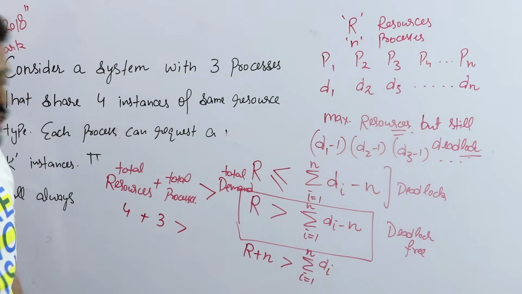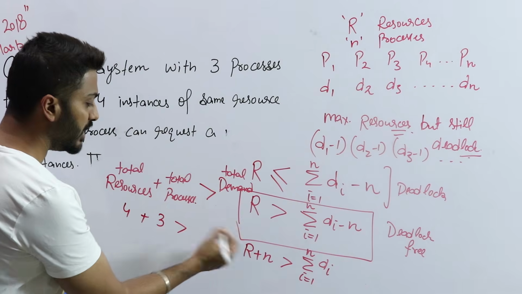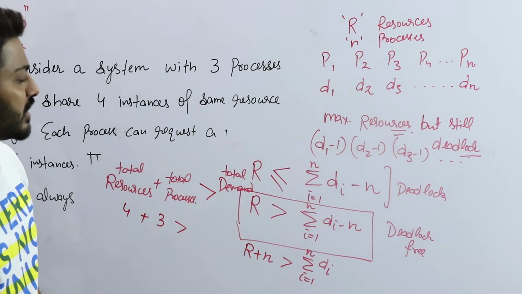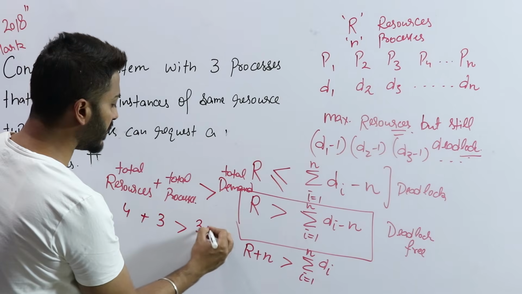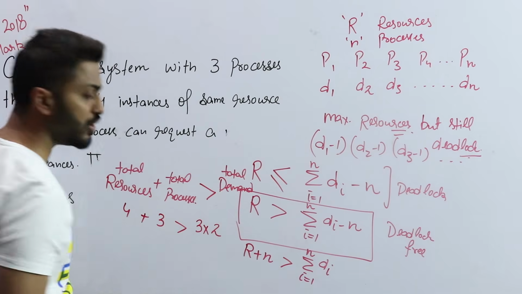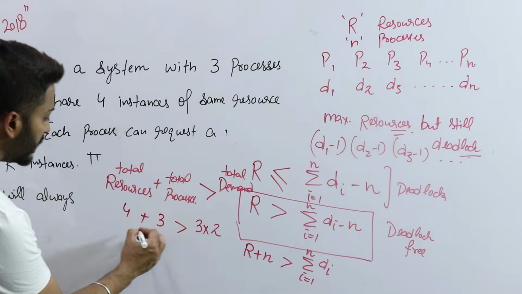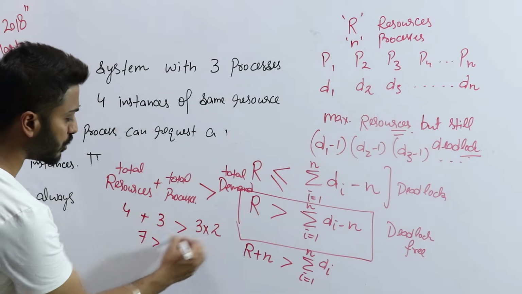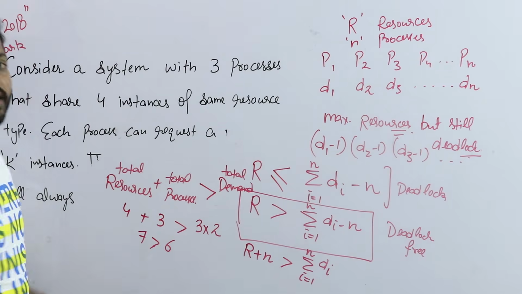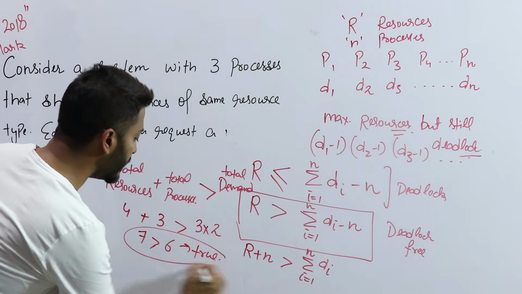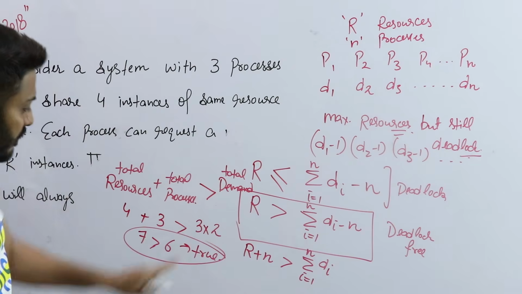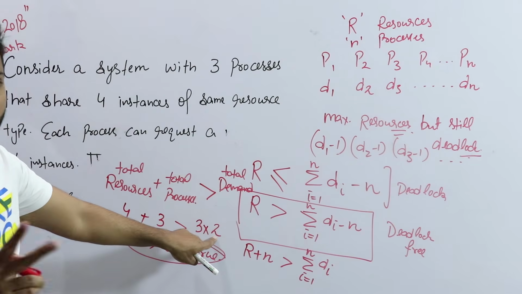What is the demand? Let's say 3 processes are there and every process demands 2. So 7 should be greater than 3 into 2, that is 6. It is true. So yes, this is a valid answer. Every process can demand a maximum of 2.